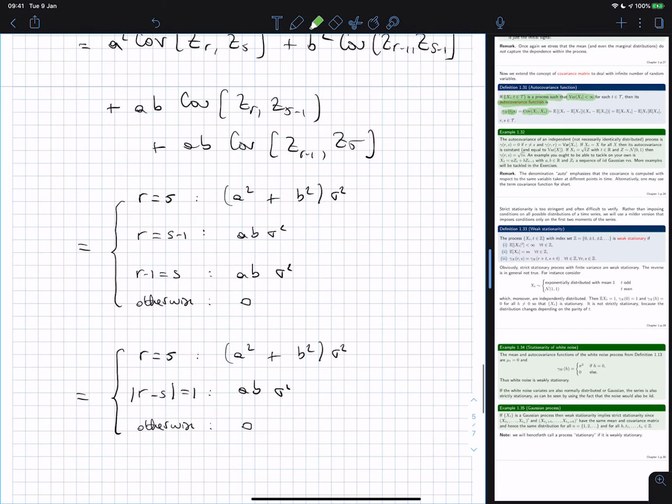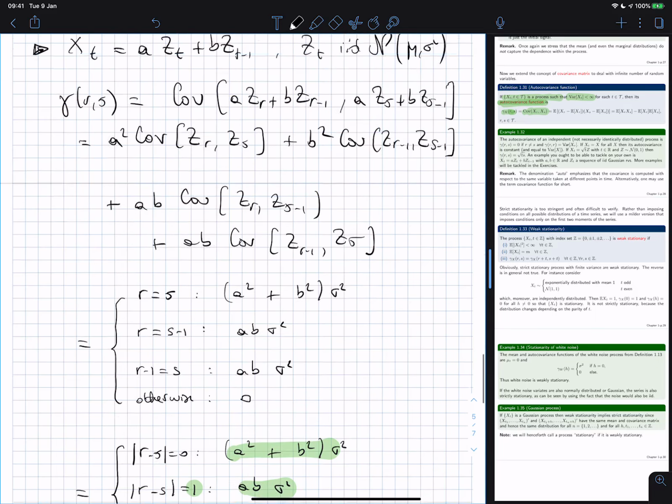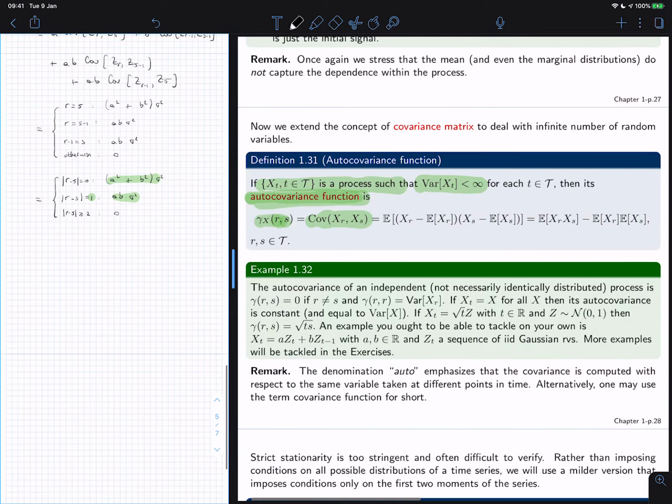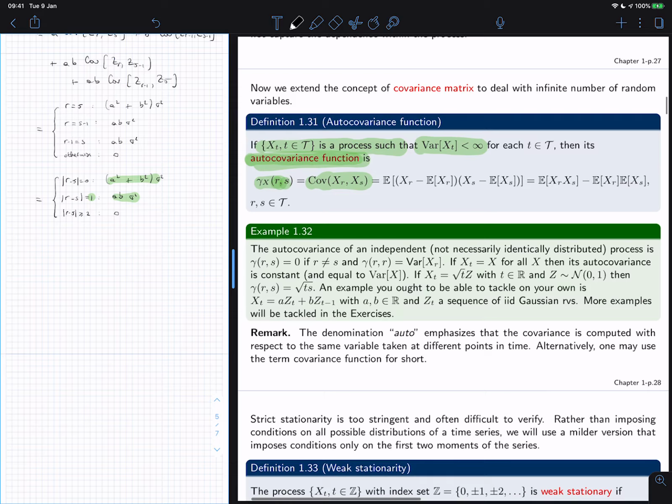And now here we have something which maybe I should write like this. So if r minus s is equal to 0, then we have something. If r minus s is equal to 1, then we have something else. And if r minus s is larger than 1, then we have 0. Okay, so that's that. As I'm saying in the example, more examples will be tackled in the exercises.